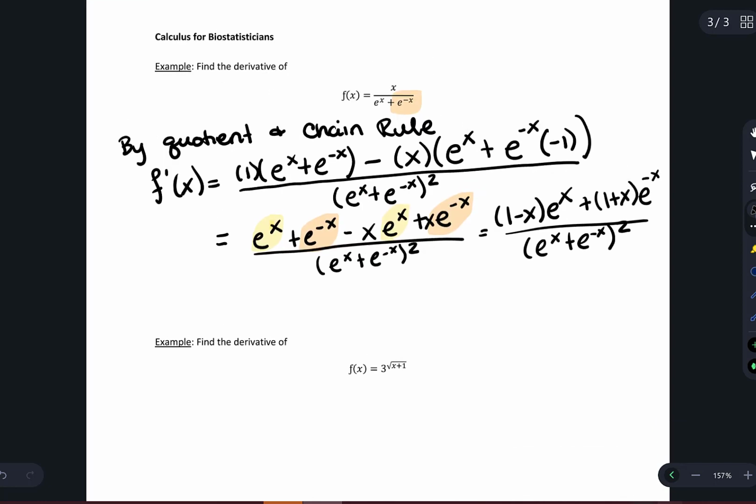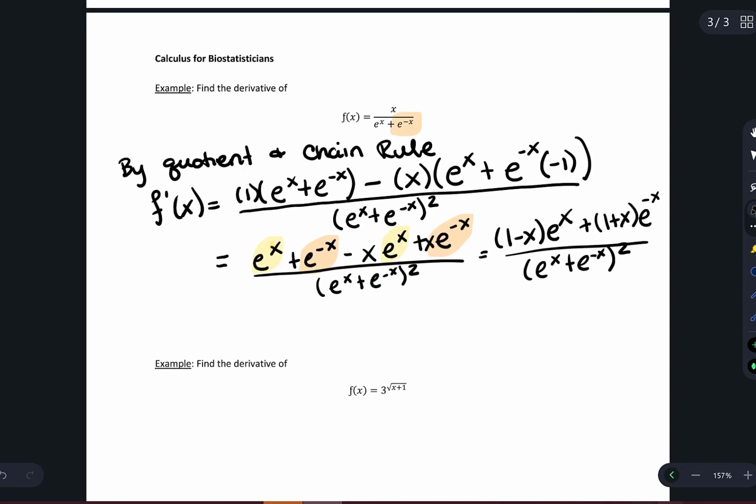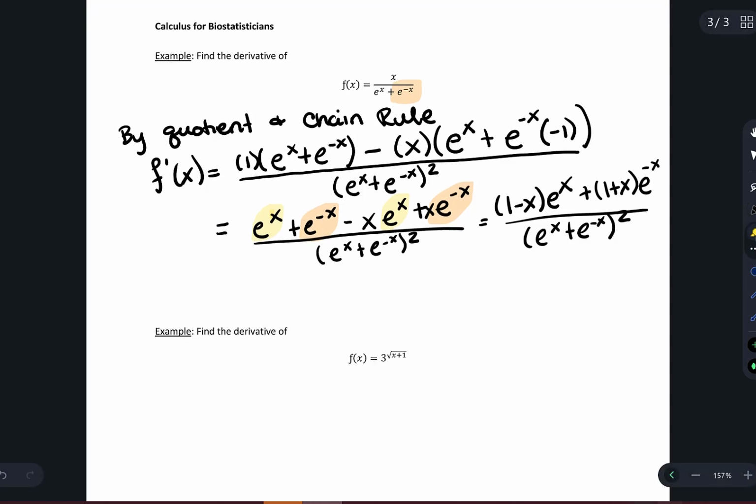Alright, so those were all examples where we were working with base e. So to finish out here, let's look at an example where we don't have base e. So here we want to find the derivative of f of x, where we have 3 to the x plus 1. So notice for this case, we have base 3, and also in the exponent, we have a function of x. We have the square root of x plus 1.